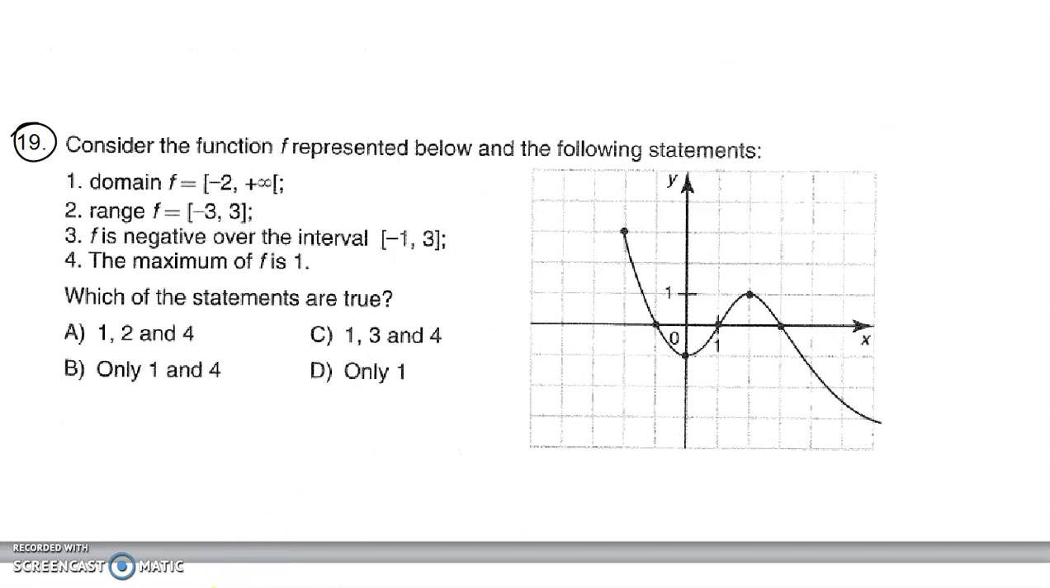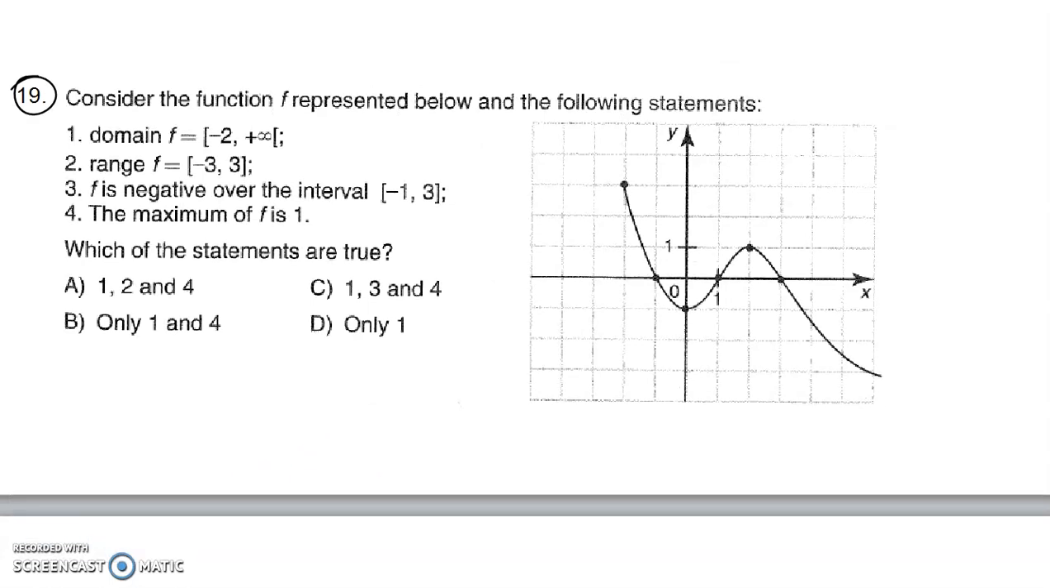So now, looking at number 19, it's a similar kind of question, and it does ask you about stuff like domain. So it says here the domain is from negative 2, these are x values, until positive infinity. There should be an arrowhead there, okay, because that would be correct. Range negative 3 to positive 3. Well, that arrowhead keeps going down, so that one is probably not going to be it. Yeah, it goes up to positive 3, but the negative 3 here is not the lowest point, so let's put a question mark there. And the function is negative over the interval from negative 1 to positive 3. No, it isn't, okay? It's negative for this first portion, but not the second portion, so that's definitely wrong.